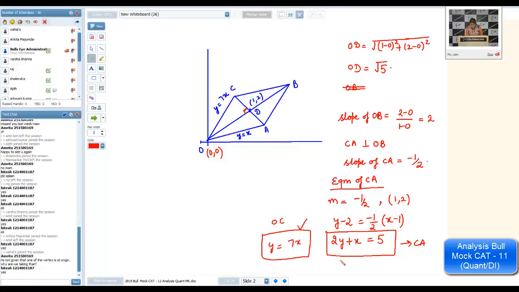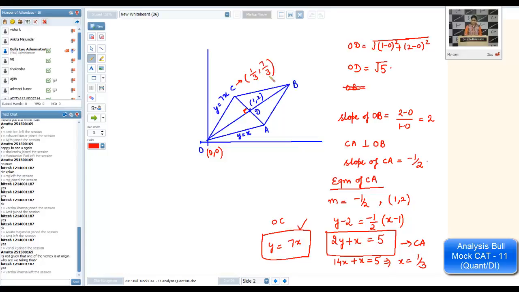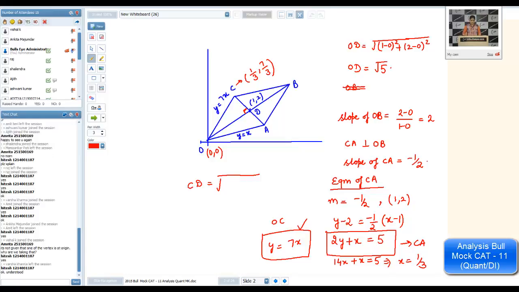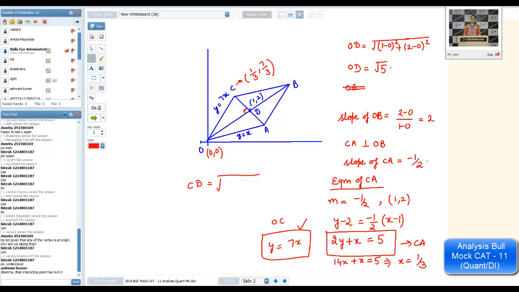So putting y is equal to 7x, we will get 14x plus x is equal to 5. So x will come out to be 1 by 3. So C's coordinate I am writing. It will be 1 by 3, and y is equal to 7x, so it will be 7 by 3. Now you are able to find CD by using the distance formula. Once again, I am leaving the calculation part for you. Is it okay, Hitesh? Since you know CD, now you can apply the formula half into base into height for the triangle ODC. Then you multiply it by 4, then you will get the complete rhombus area.